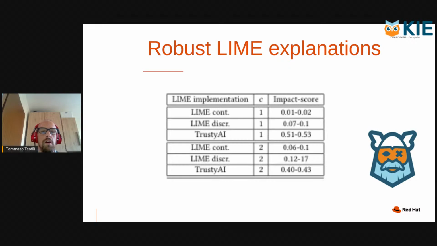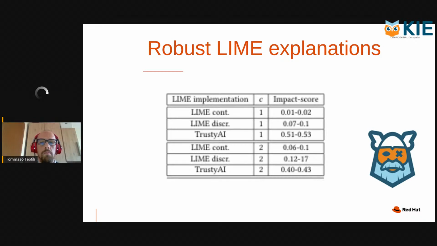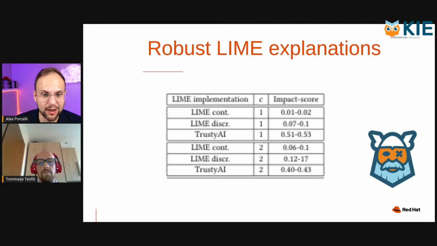And this is a very brief benchmark that we ran between our implementation and the official Lime implementation. The impact score, to make it short, is just a measure of how important or how faithful the explanation is with respect to a given prediction. A higher impact score means that the explanation is expected to be better. We get much better results with our own implementation, and without training data, which is a big plus. Sorry, I will interrupt: these numbers are without the training data. Yes.